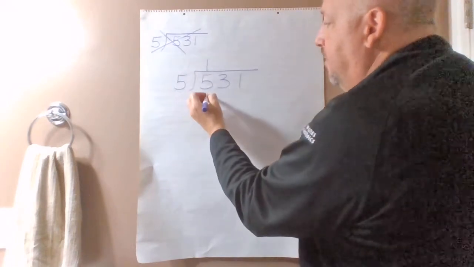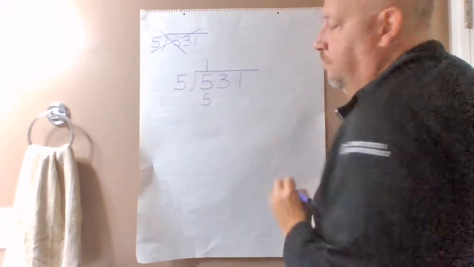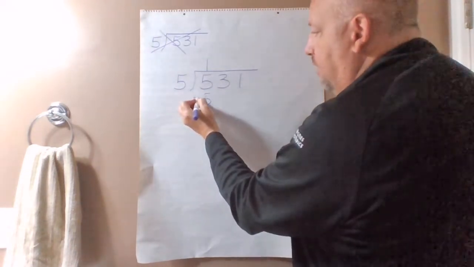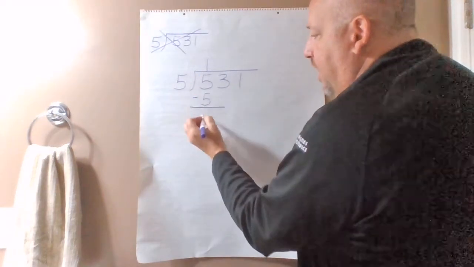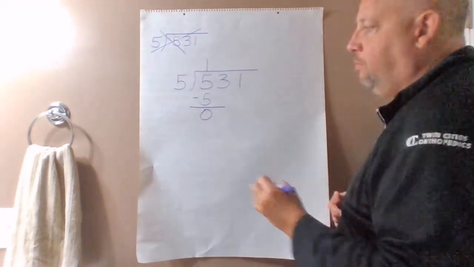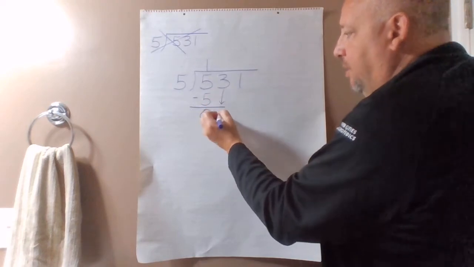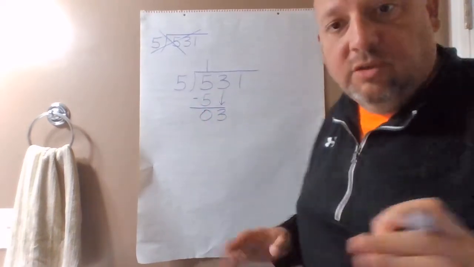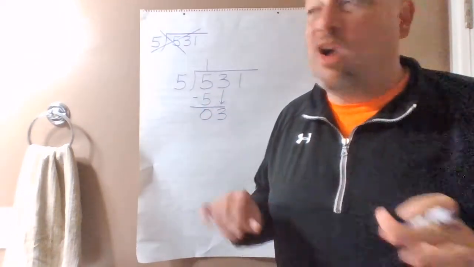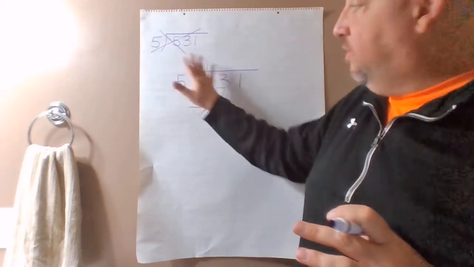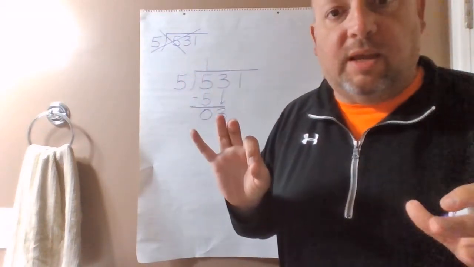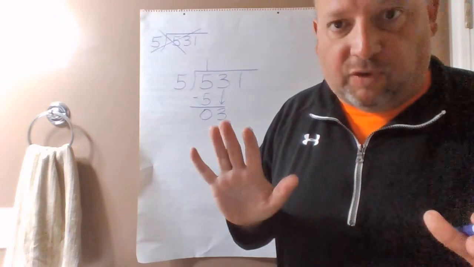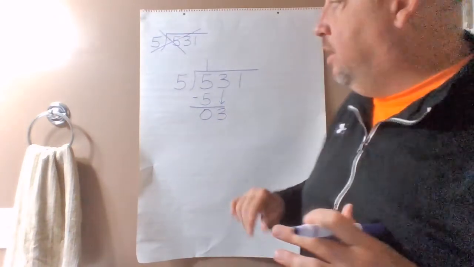1 times 5 is 5. Then I'm going to subtract. 5 minus 5 is 0. Then bring down my 3. Scholars, mathematicians, you are really doing great with that part. The first step is really quite masterful for everyone.